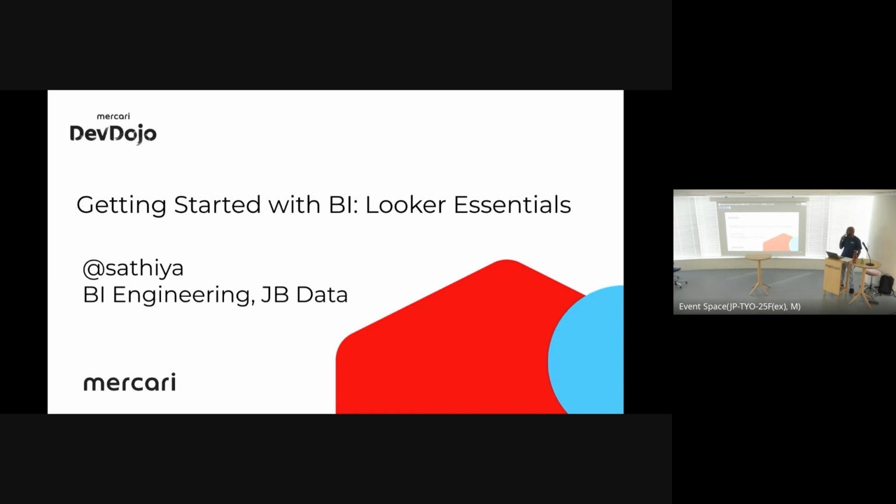So in Mercari, we use Looker as our visualization tool and also like data modeling tool. Similar tools in this space will include Tableau, Power BI that you might have heard of.